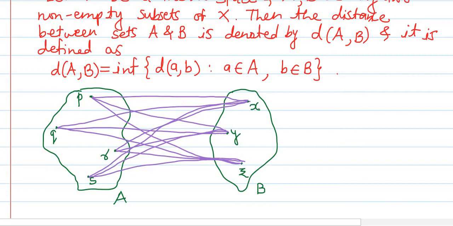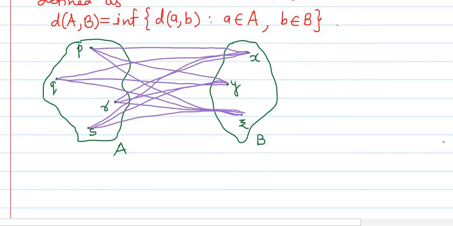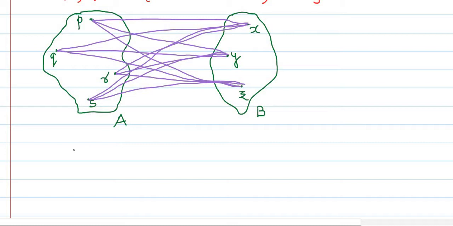So likewise, we find all such distances. We have found the distance of each point of A from each point of B. And of all such distances, we have to consider the infimum, the smallest distance. The infimum of that set of distances will be the distance between sets A and B. So we have to consider all such distances. In this particular example, there are 12 distances.